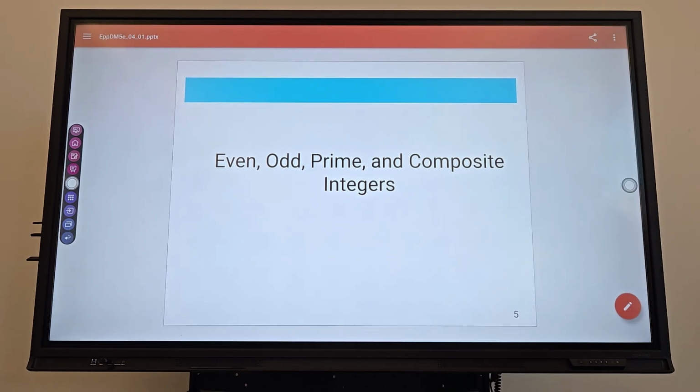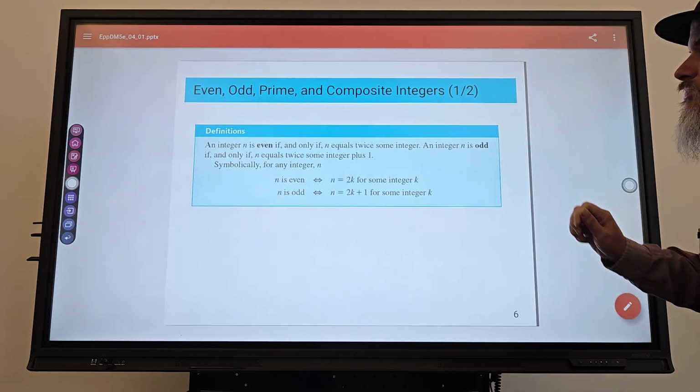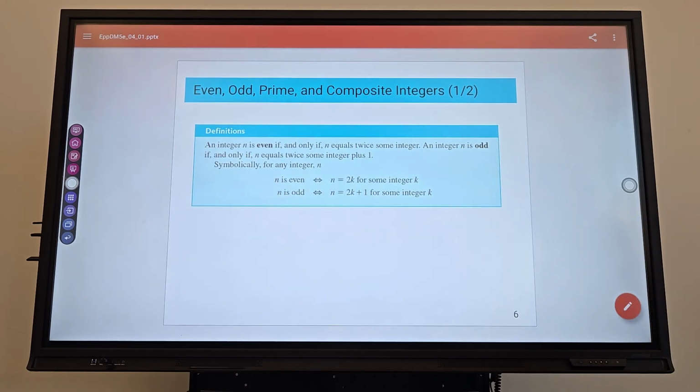Even, odd, prime and composite integers. An integer n is even if and only if n equals twice some integer. An integer is odd if and only if n equals twice some integer plus 1. Symbolically, n equals 2k for some integer k if n is even. If n is odd, then n equals 2k plus 1 for some integer k.